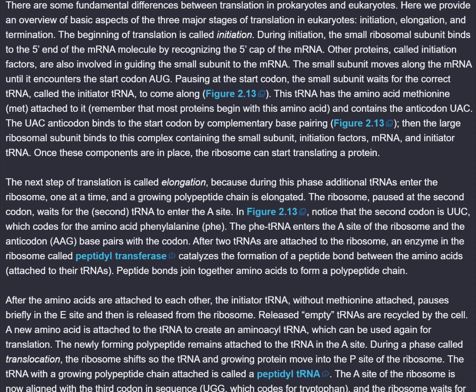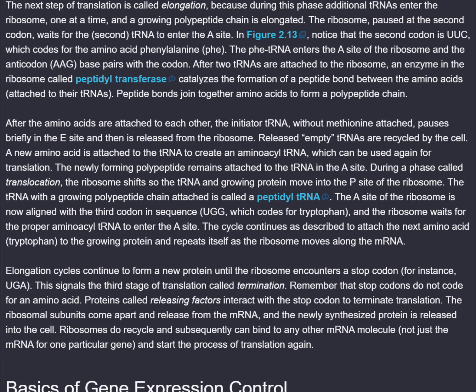to this complex containing the small subunit, initiation factors, mRNA, and initiator tRNA. Once these components are in place, the ribosome can start translating a protein. The next step of translation is called elongation, because during this phase additional tRNAs enter the ribosome, one at a time, and a growing polypeptide chain is elongated.